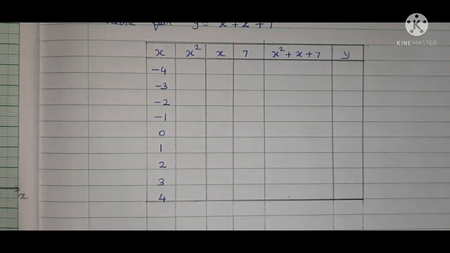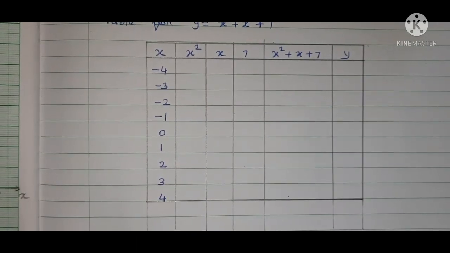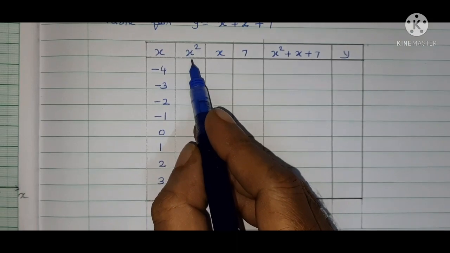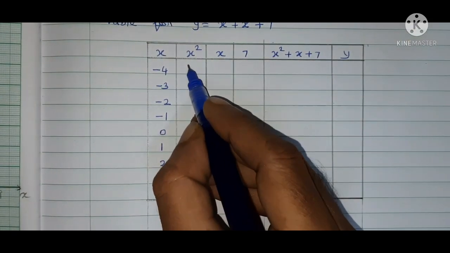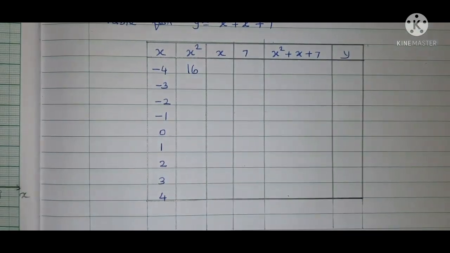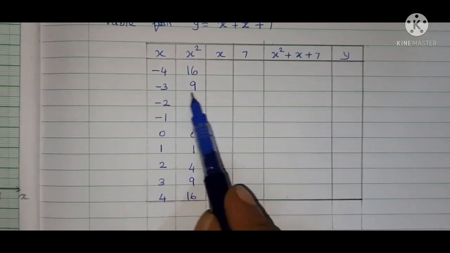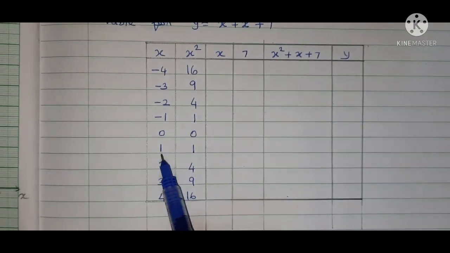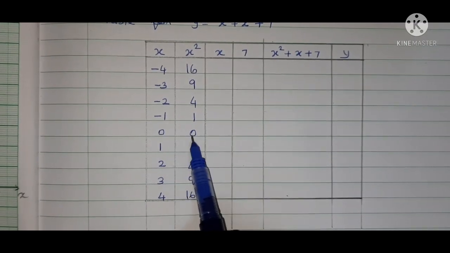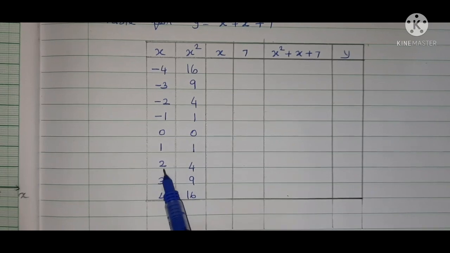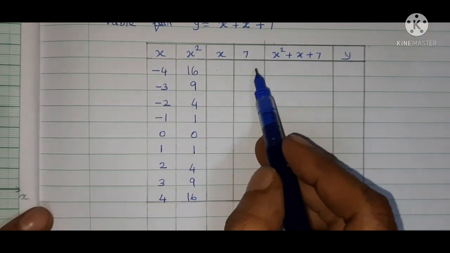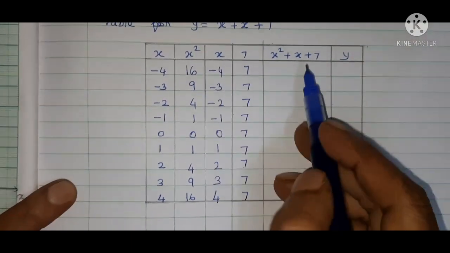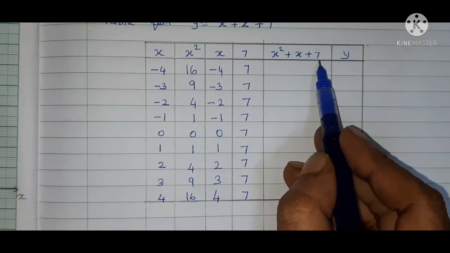In this first column, the given values of x, minus 4 to 4. In the second column, x square, the square of the first column. Minus 4 square, 16. Minus 3 square, 9. Minus 2 square, 4. Minus 1 square 1, 0 square 0, 1 square 1, 2 square 4, 3 square 9, 4 square 16. In the third column you write the given value x. In the fourth column you write 7. The fifth column is x square plus x plus 7.